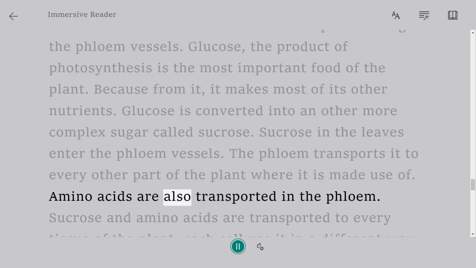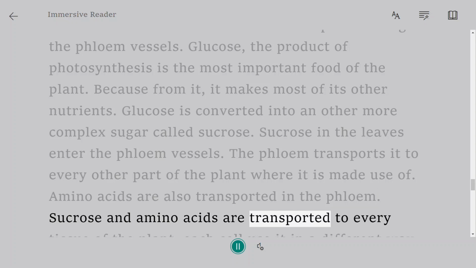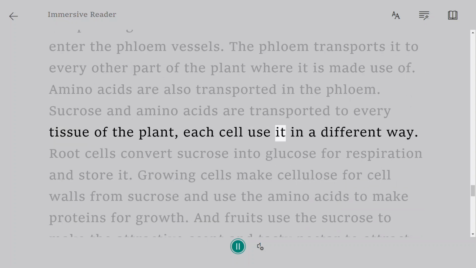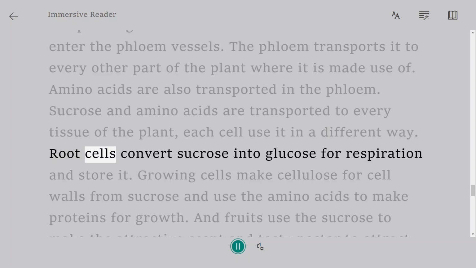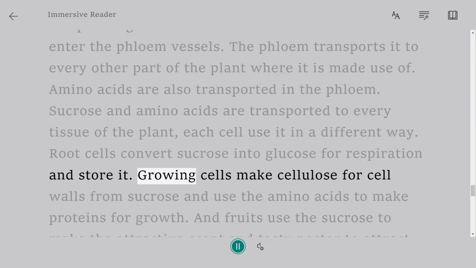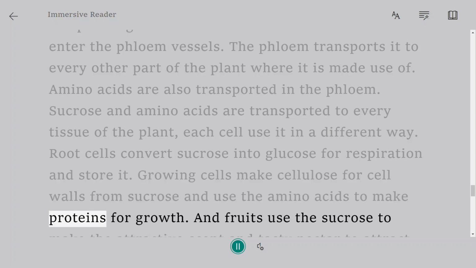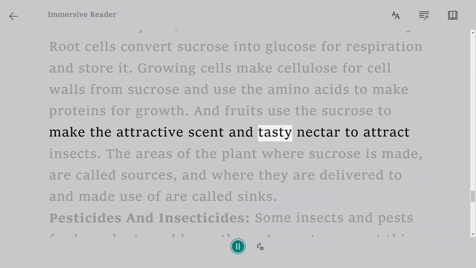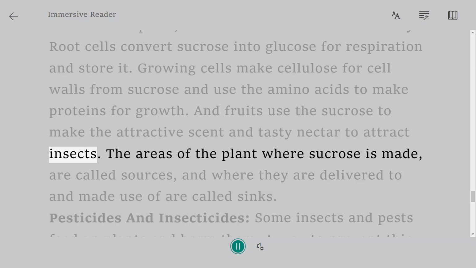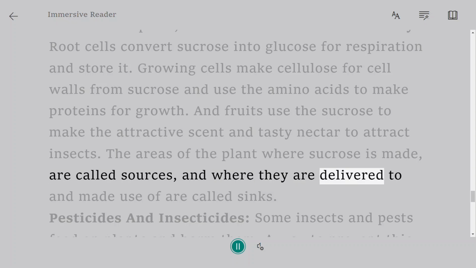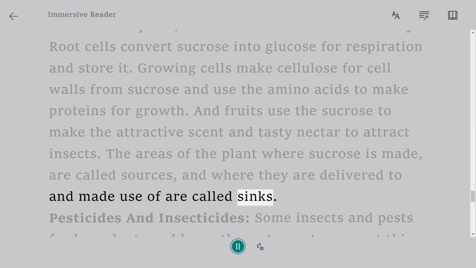Amino acids are also transported in the phloem. Sucrose and amino acids are transported to every tissue of the plant, and each cell uses them in a different way. Root cells convert sucrose into glucose for respiration and store it. Growing cells make cellulose for cell walls from sucrose and use the amino acids to make proteins for growth. And fruits use the sucrose to make the attractive scent and tasty nectar to attract insects. The areas of the plant where sucrose is made are called sources, and where it is delivered to and made use of are called sinks.